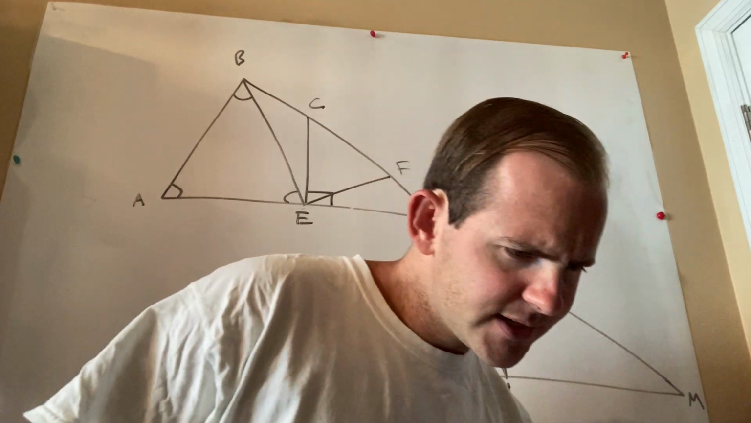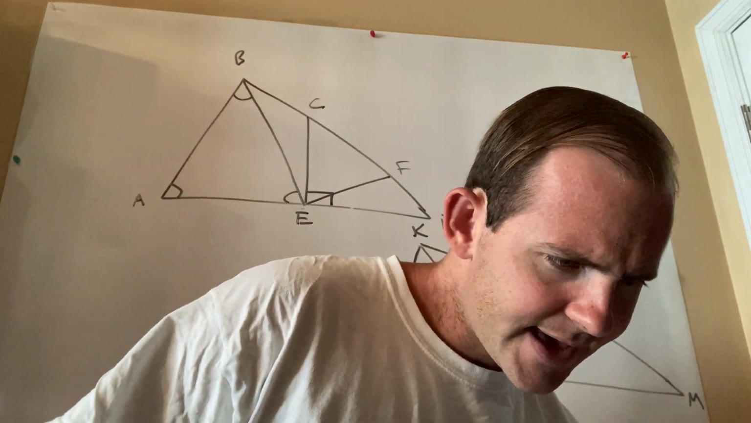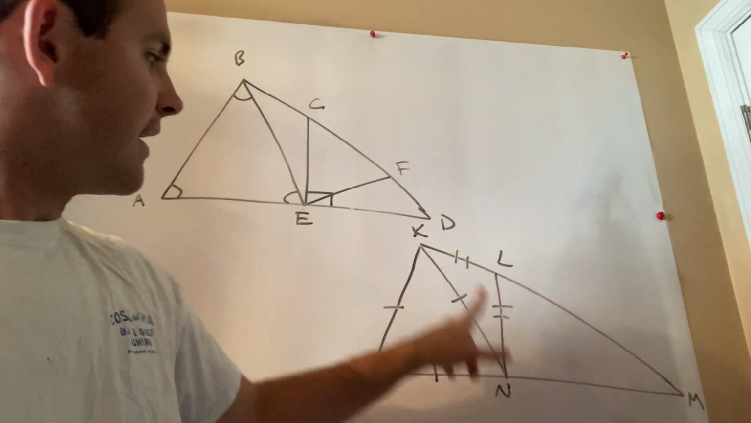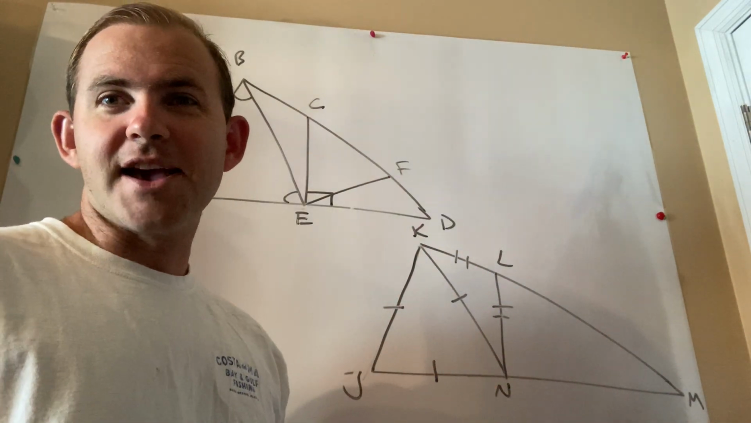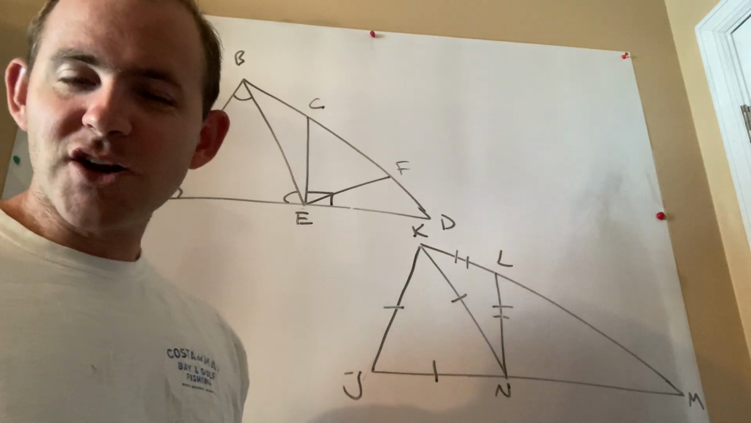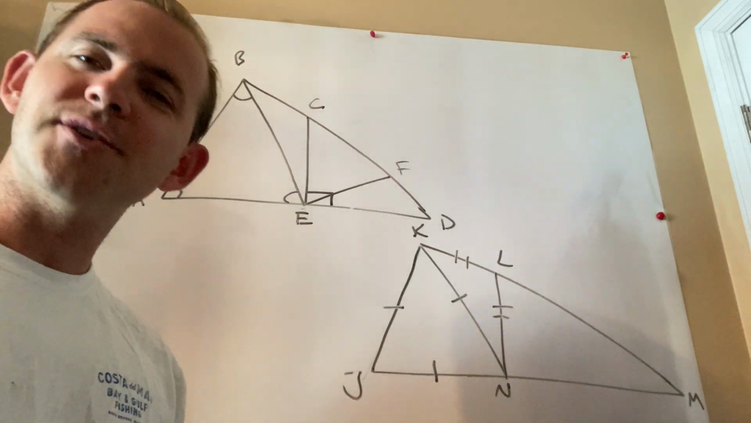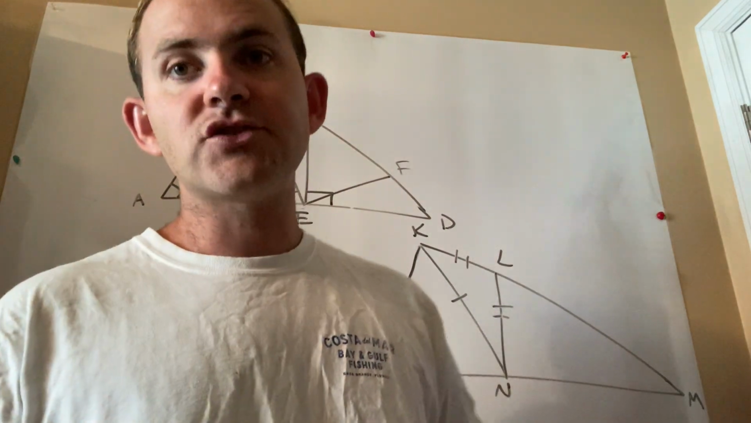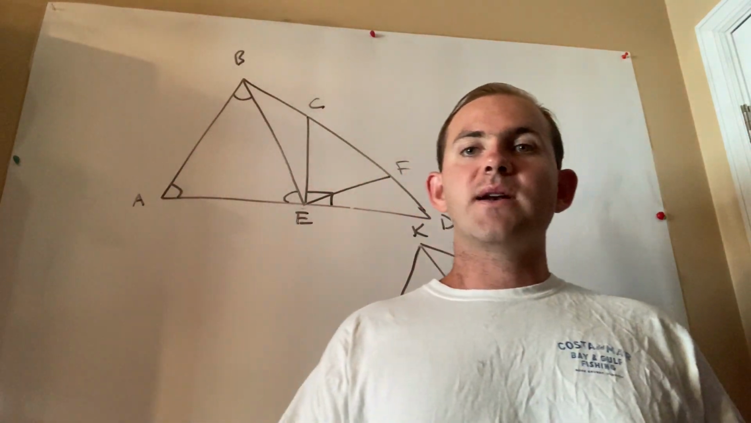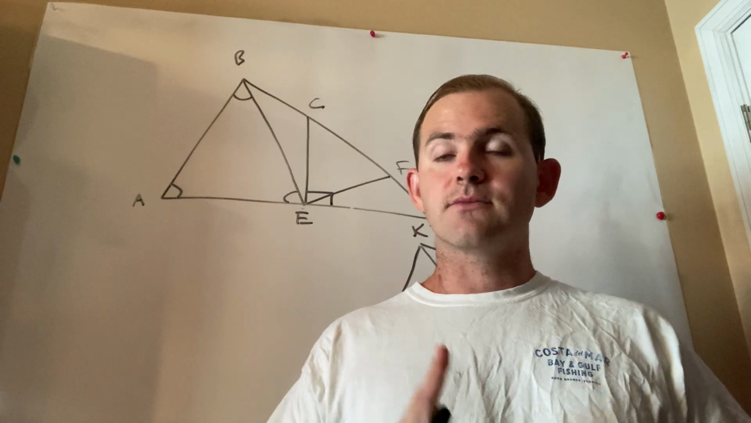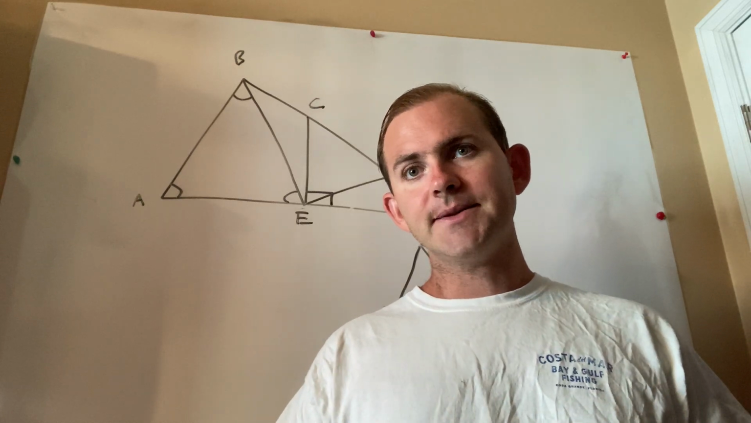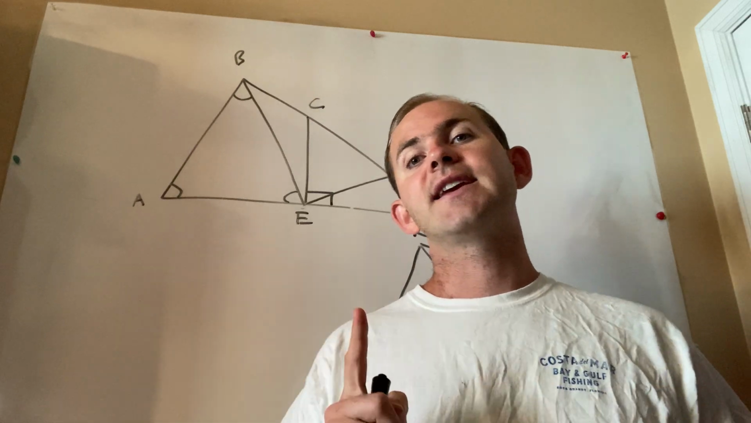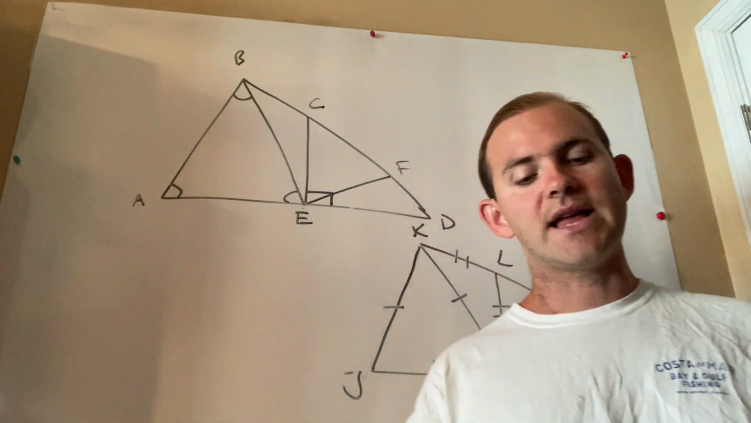Last but not least, triangle JKN. Let's take a look at that. Well, all 3 sides are the same. That automatically makes it equilateral. Okay? So the big idea here is that there are two different ways to classify a triangle. I can classify it according to angles, meaning acute, right, obtuse, or equiangular. Or I can classify according to sides, which is scalene, isosceles, or equilateral.